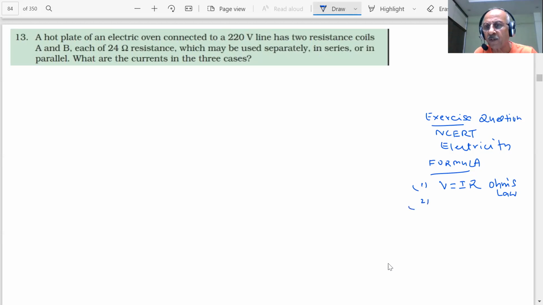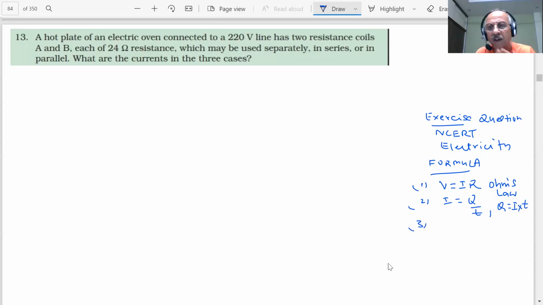You have also learned, students, the current is given as Q by T. Q is the charge which is flowing in coulombs. T is the time in seconds. Q is equal to I into T, students.